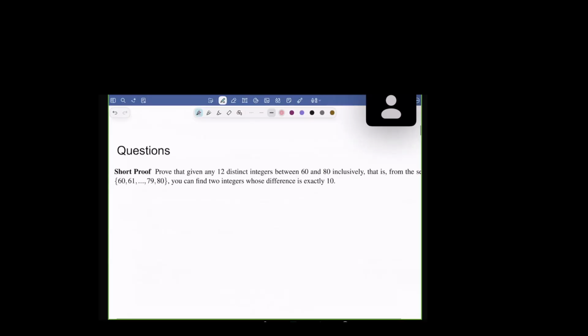Here is another proof. Prove that given any 12 distinct integers between 60 and 80 inclusively, that is from the set 60 all the way to 80, you could find 2 integers whose difference is exactly 10. When you read this problem, it seems very intuitive, but we want to formalize this in a proof. Feel free to start. I'll give you guys maybe 2 minutes. And if you guys need a hint, just look up at the board.